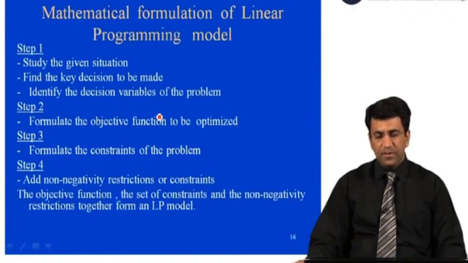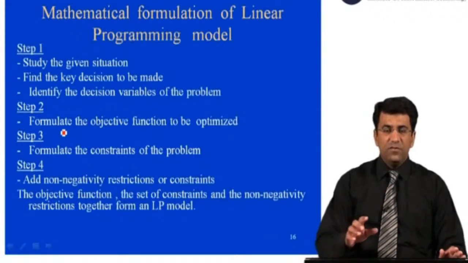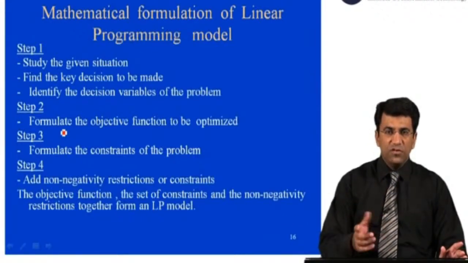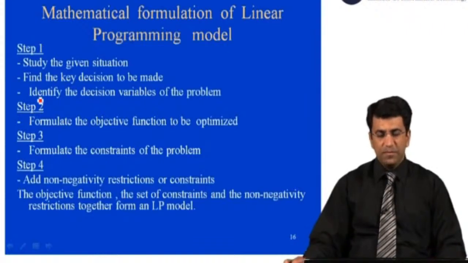In the second step, you'll have to formulate the objective function to be optimized. Formulate means we'll have to represent our objective function in the form of some linear equation. So after going through the steps, you'll have the idea of how we can formulate this linear equation. But for the time being, just go through these steps and remember them, and you should have these steps in mind when we start solving the different problems of linear programming.